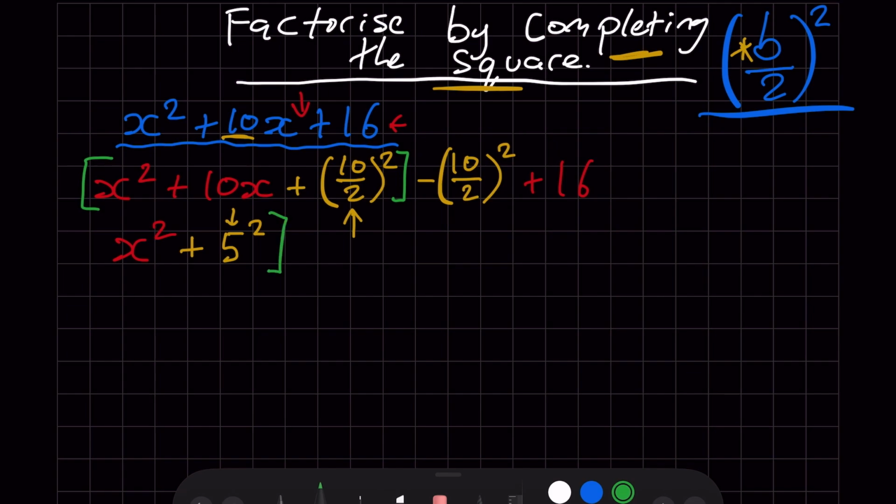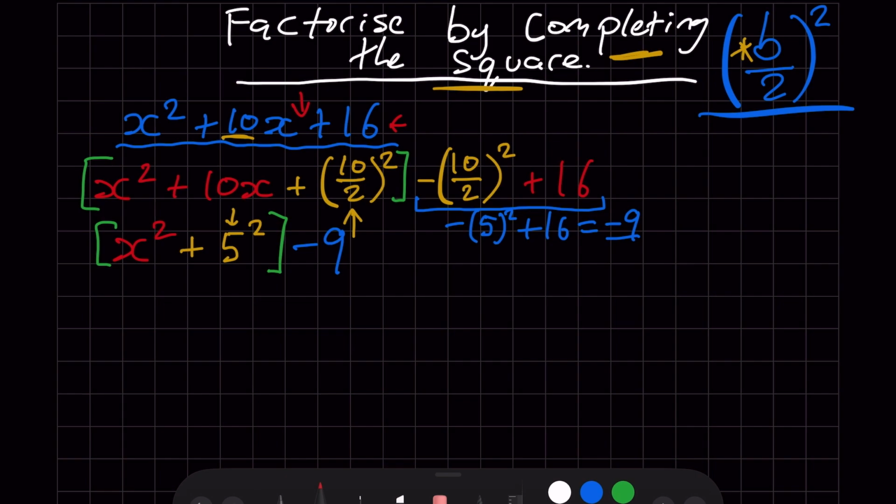So that is that green bit, and now we need to put the final bit on the end. I'm going to work out this right now. I'm going to go negative 5 squared in the brackets there, because we got the 10 over 2 in brackets, plus 16. If we put that in our calculator, that gives us negative 9. So I'm actually going to take that negative 9, I'm going to write it at the end of our equation over here, negative 9.